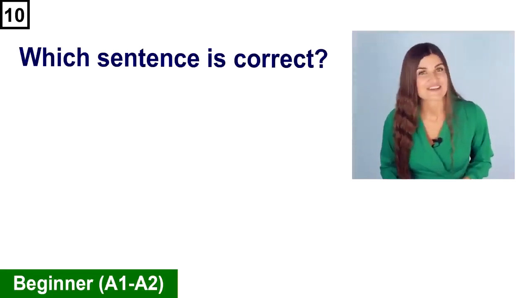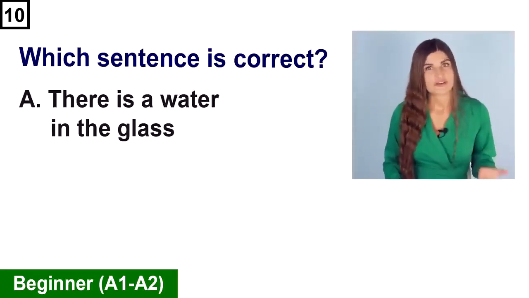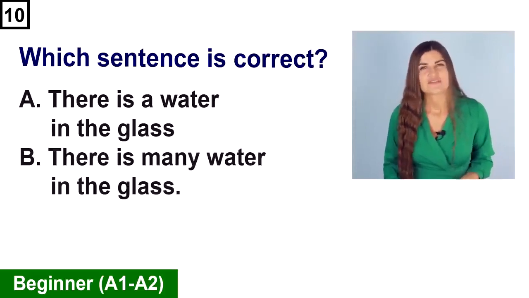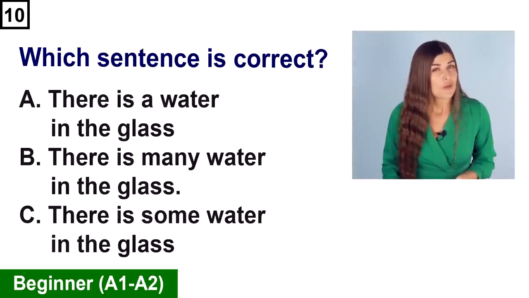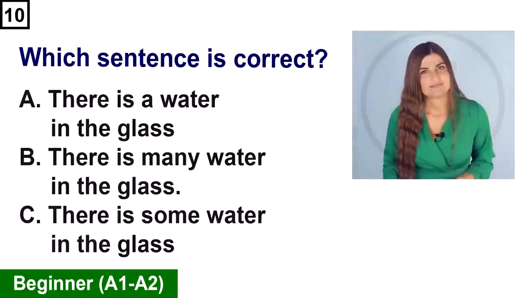Which sentence is correct? There is a water in the glass. There is many water in the glass. There is some water in the glass.